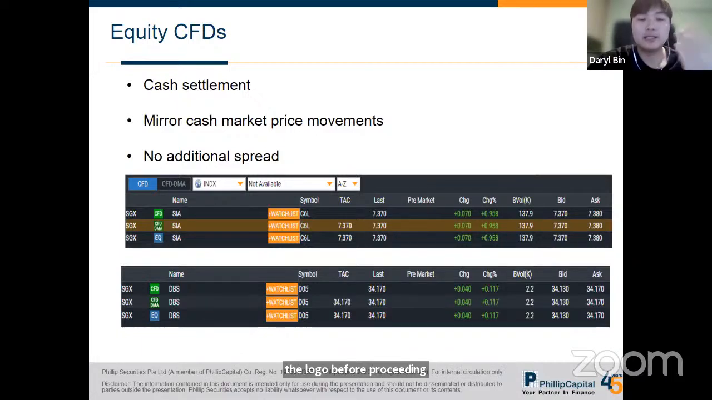For equity CFD, these are all cash settlement. It mirrors the price movement of the stock. From the picture, you can see that there is no additional spread. You can see that the bid-ask price for the stock, CFD and DMA all have similar pricing, and there is no additional spread. So all 3 of them have the same pricing.